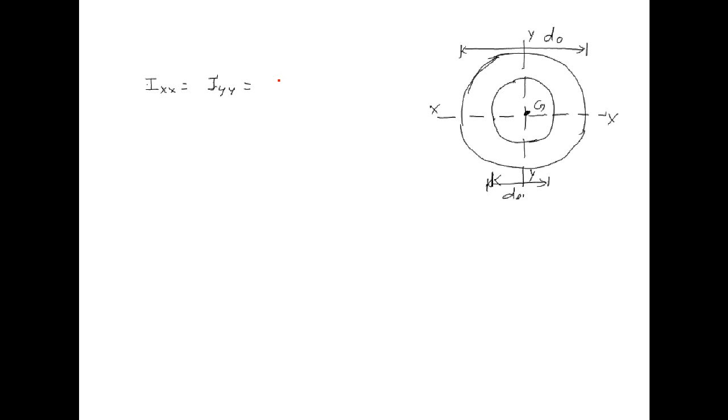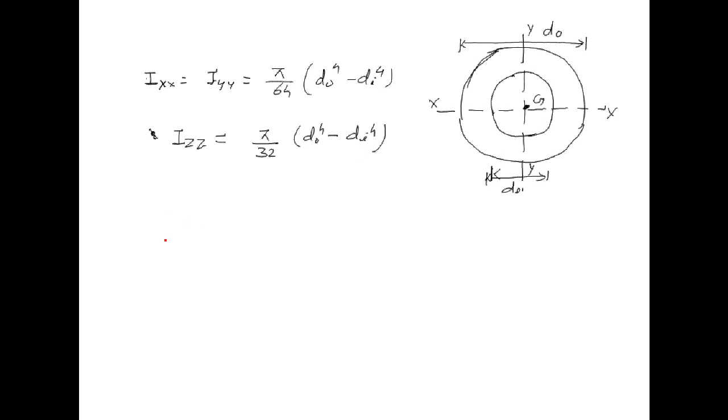This is pi by 64 times d outer to the power 4 minus d inner to the power of 4. This is the moment of inertia about the XX and YY axes. Now the moment of inertia according to the perpendicular axis theorem, IZZ, will be pi by 32 times d outer to the power 4 minus d inner to the power of 4.